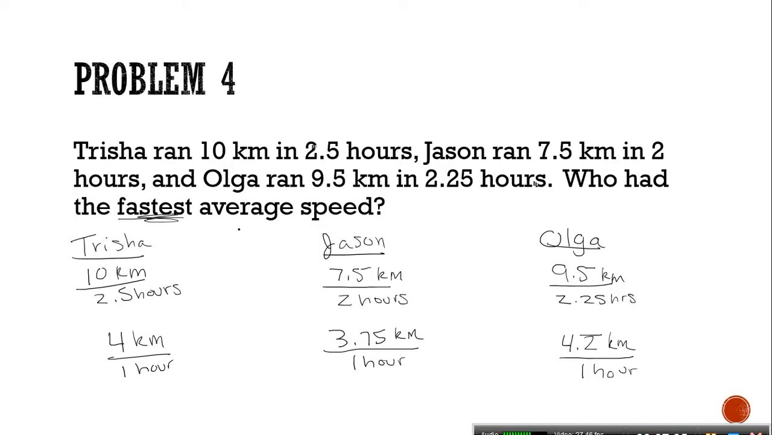So if I look here, who has the fastest? They want the fastest average speed. So she's running 4 kilometers. Jason's running 3.75, so Trisha's faster. Then Olga is running 4.2 kilometers, which is faster than Trisha. So Olga is running fastest.